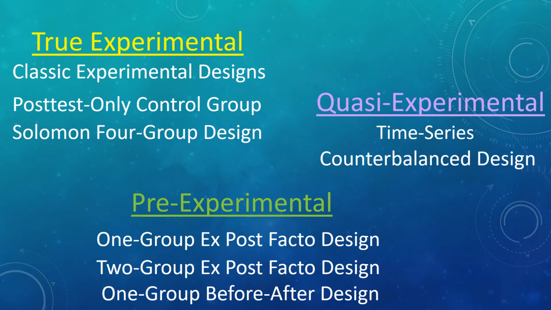Wow, we just went through all 3 types of experimental designs: true experiment designs, quasi-experimental designs, and pre-experimental designs. Now that you know all the different types of experimental designs, you should be ready to answer any experimental design question. I hope you enjoyed this video.